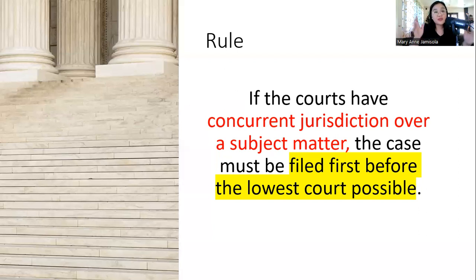But because of the principle of judicial hierarchy, you cannot just pick whichever of the three you feel like. Under the principle of judicial hierarchy, if the courts have concurrent jurisdiction over that subject matter, the case must be filed first in the lowest court possible. So you start at the lowest court.